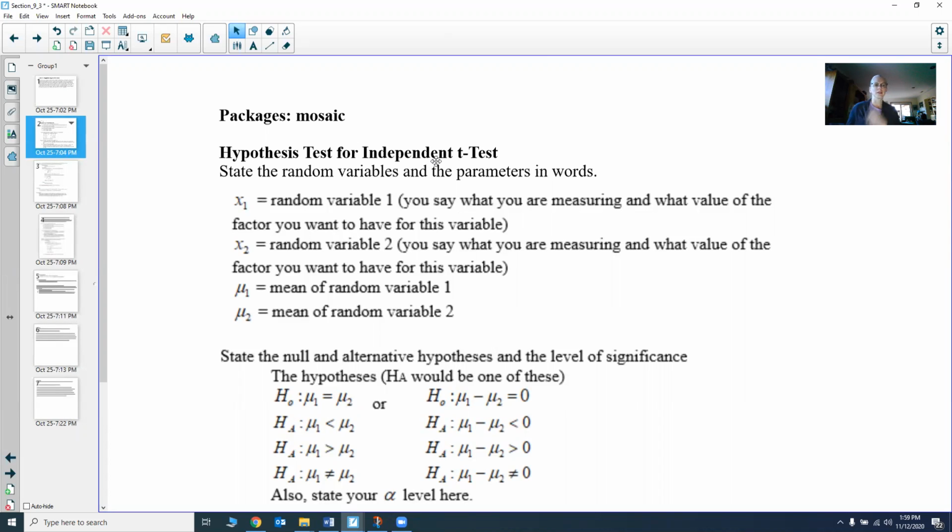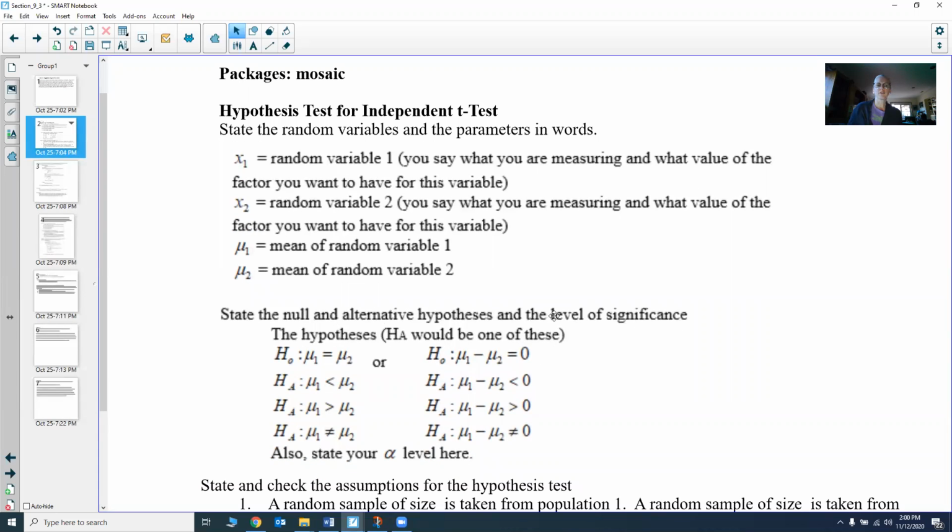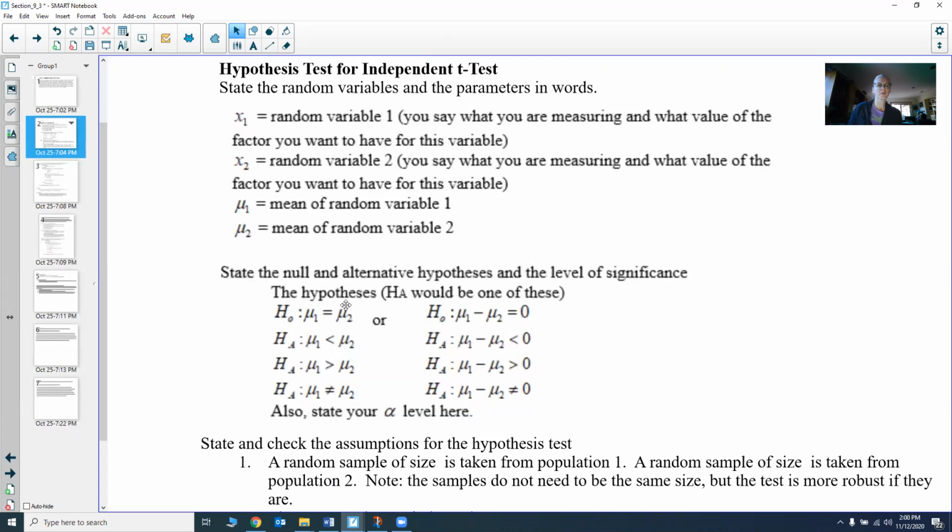Your hypothesis test is going to start with your random variables and your parameters in words. You're going to have some random variable 1. That's your measurements from what you considered your first sample. And then your random variable 2 would be the values for the variable for your second sample. You can have that factor somewhere in those definitions. And then the mean for your random variable 1 and the mean for your random variable 2 are your parameters. These are what we want to find. They're unknown values.